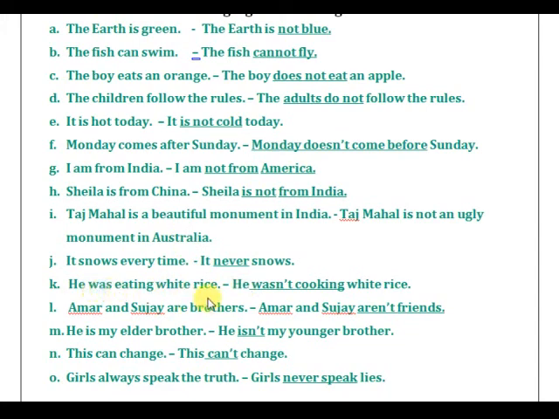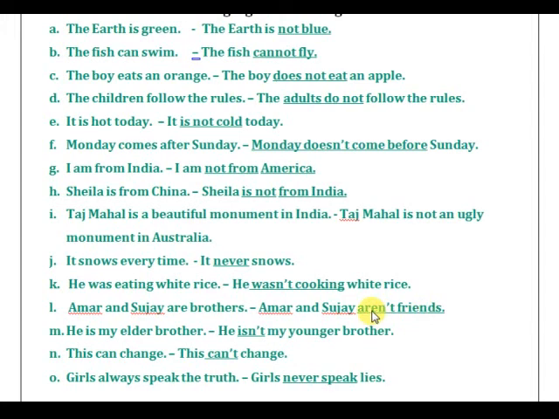The next is he was eating white rice. So the negative sentence is he wasn't cooking white rice. You can clearly see I have just taken the opposite of eating to cooking. Amar and Sujay are brothers. So the correct answer, Amar and Sujay aren't friends.